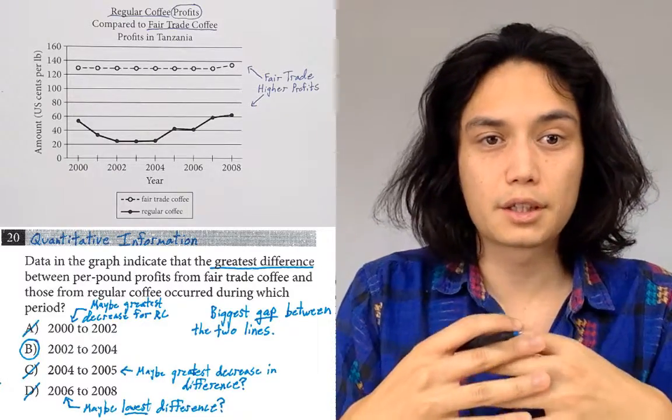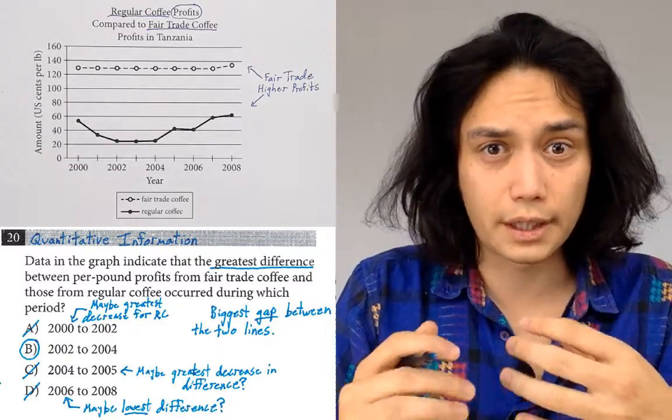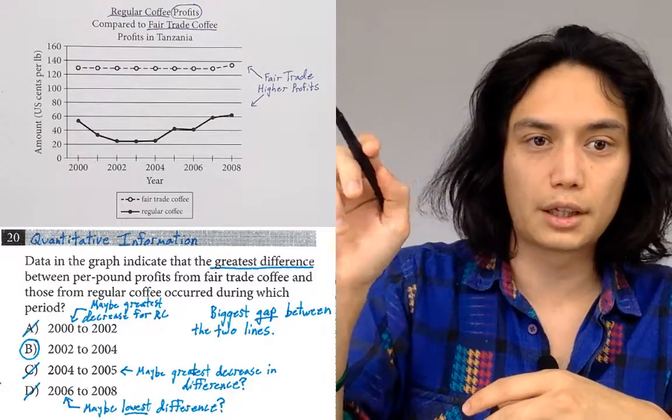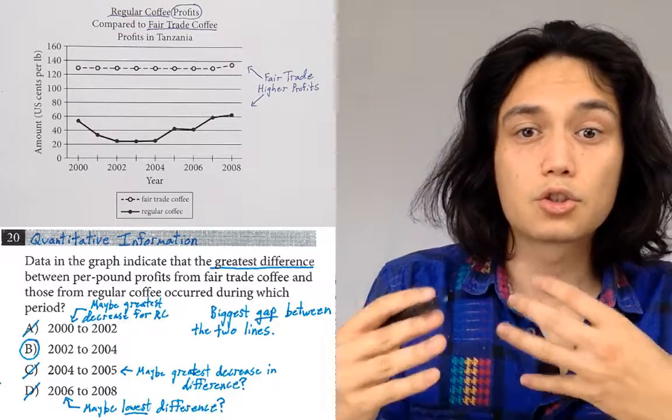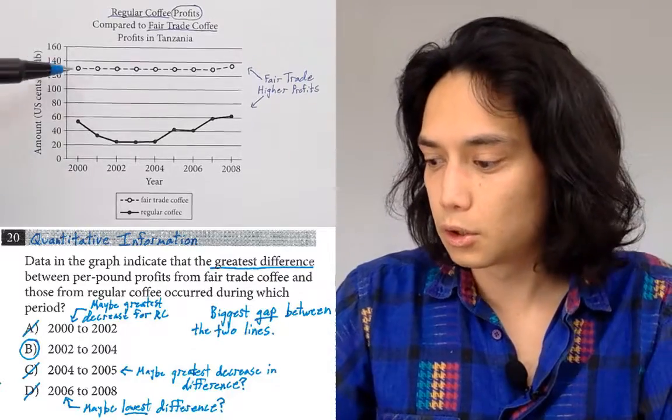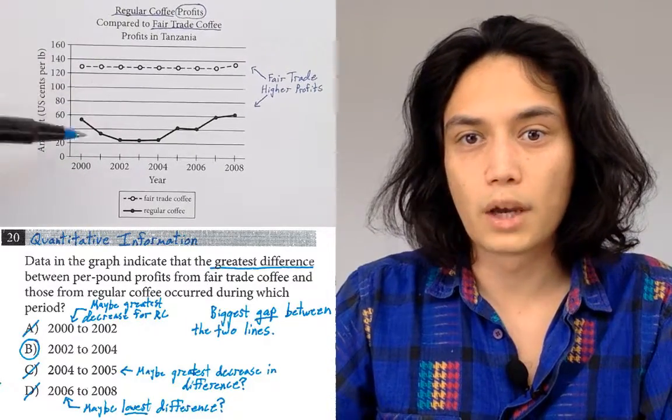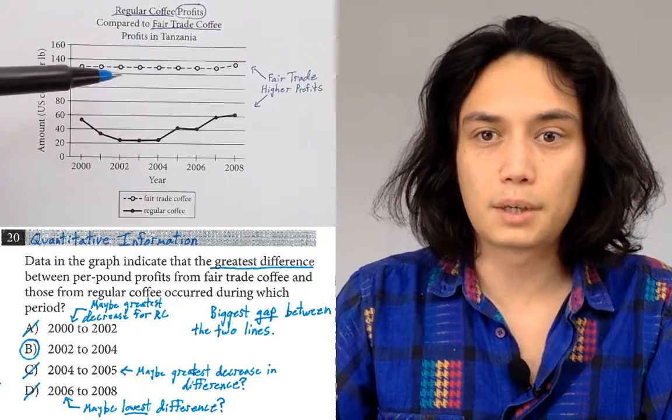Now, the best way to answer these kinds of questions, if you understand what they're asking, is to look at the graph, figure out the answer, and find the right answer choice, rather than looking at each of the answer choices. So let's just do that real quick. Here, we're looking at this graph, and we're asking, where is the gap biggest? And it's biggest here, right?